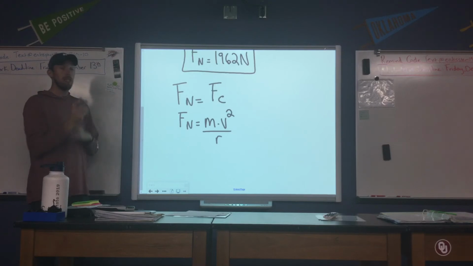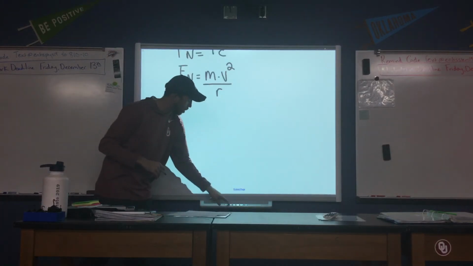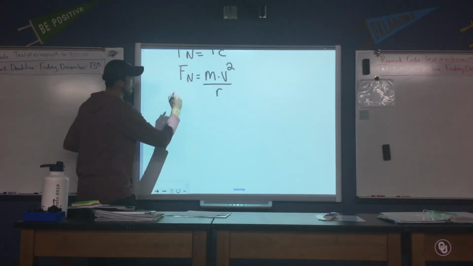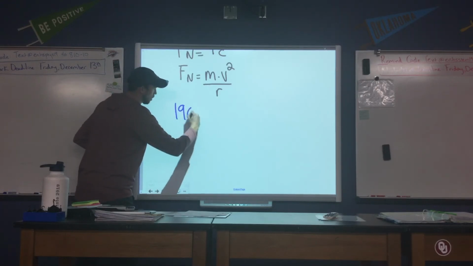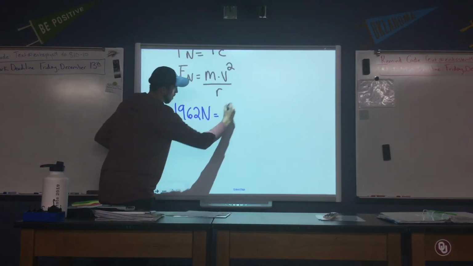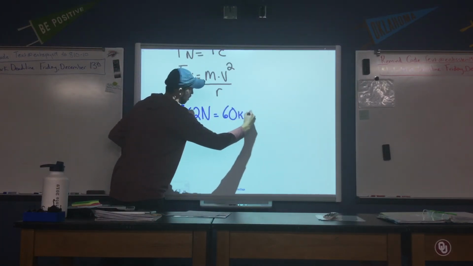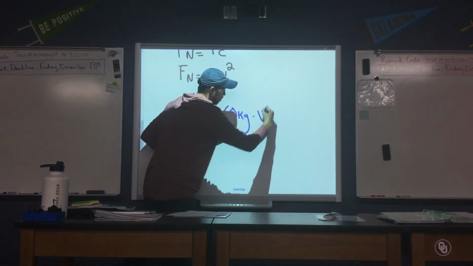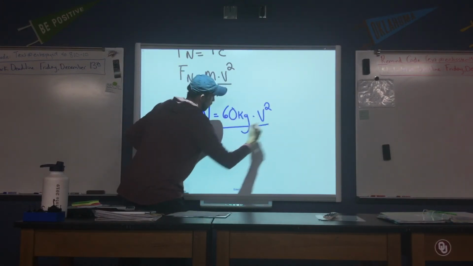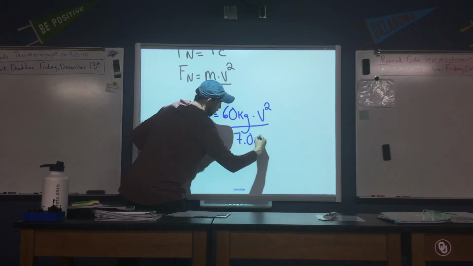Okay, so now we know, well, all the values in our equation. Normal force was 1,962 newtons. Our mass, 60 kilograms. Our velocity, well, we don't know, so v squared over the radius, 7 meters.